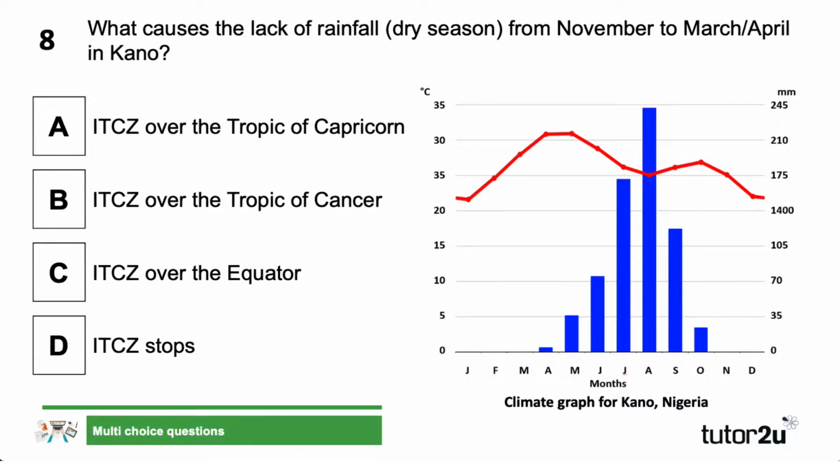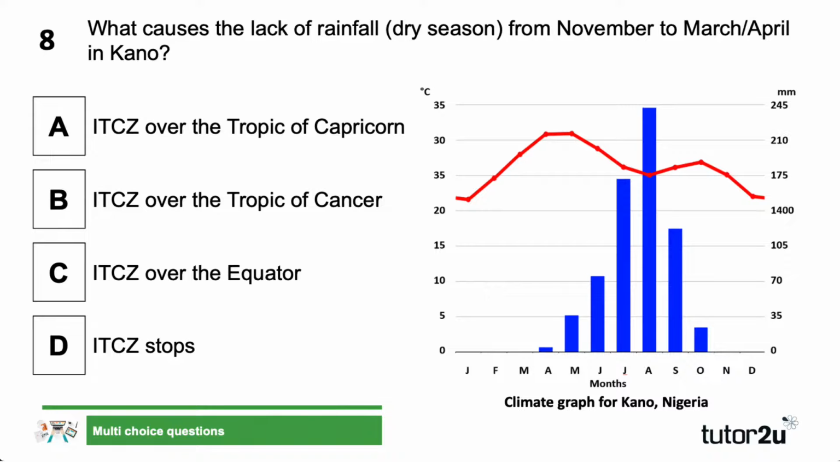Okay, number 8. Same place. What causes the lack of rainfall, dry season, from November to March, April in Kano? So what causes that dry season, essentially? And once again, like the earlier question, we see the ITCZ appearing, Intertropical Convergence Zone. So where does it need to be for the dry season to happen?